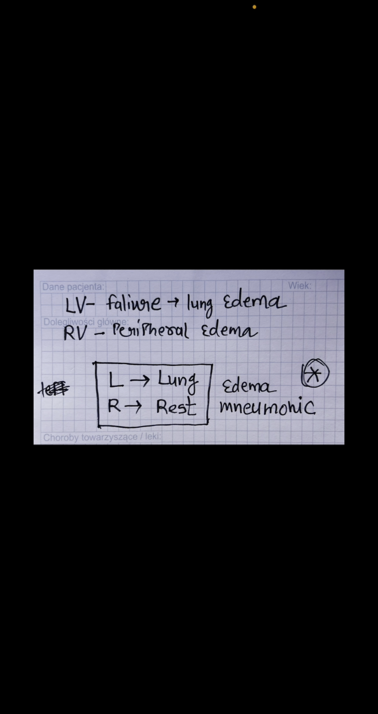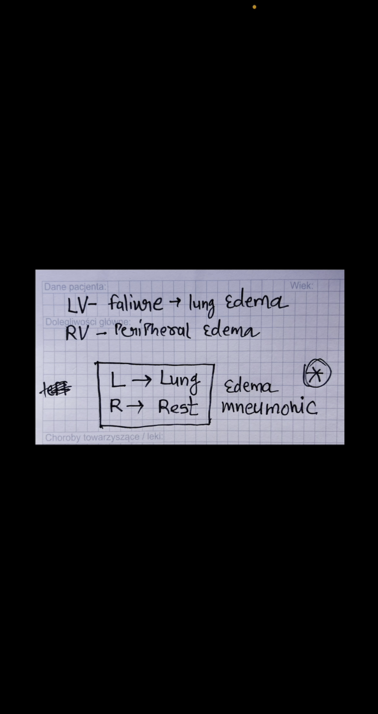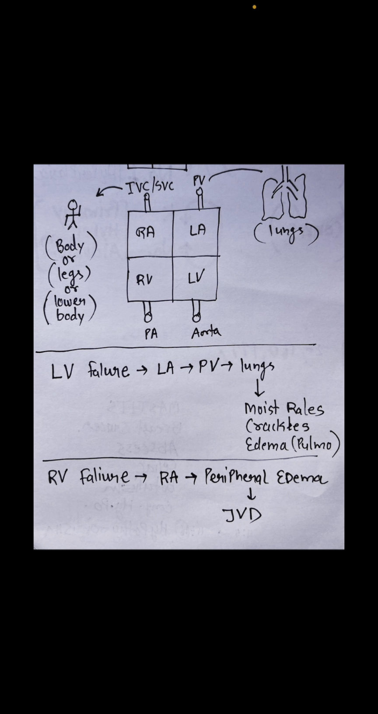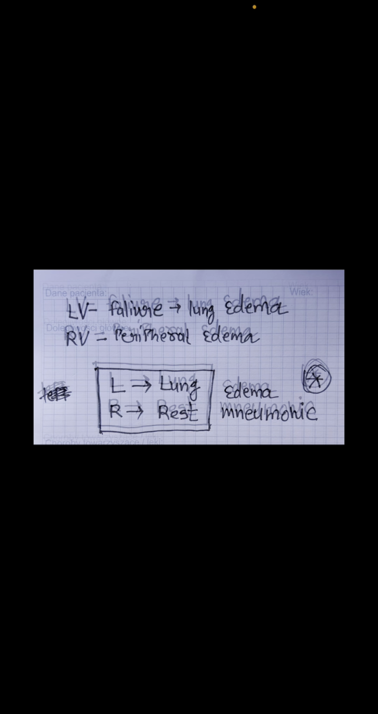So let's make a mnemonic for it. When left ventricular failure is there, there will be lung edema. When right ventricular failure is there, there will be peripheral edema. So left failure is related to the lung, right is related to the rest. This is the mnemonic you can remember, because you will not get enough time in the exam to draw this scheme or the heart diagram and think through it. So this is the short version of it.